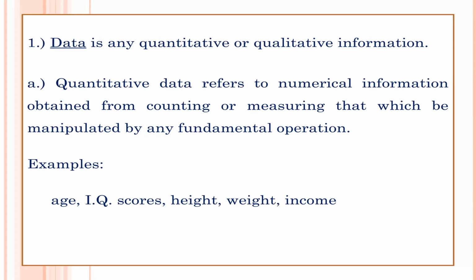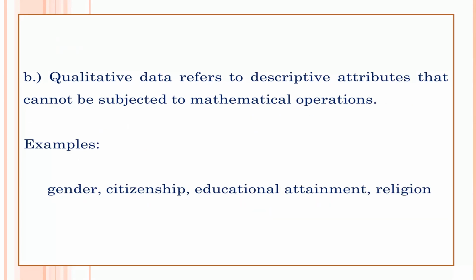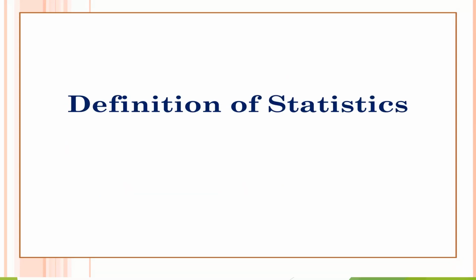Data is any quantitative and qualitative information. Quantitative data refers to numerical information obtained from counting or measuring, which can be manipulated by any fundamental operation. Example: scores, height, weight, income. Qualitative data refers to discrete attributes that cannot be subjected to mathematical operations. Example: gender, citizenship, educational attainment, religion.